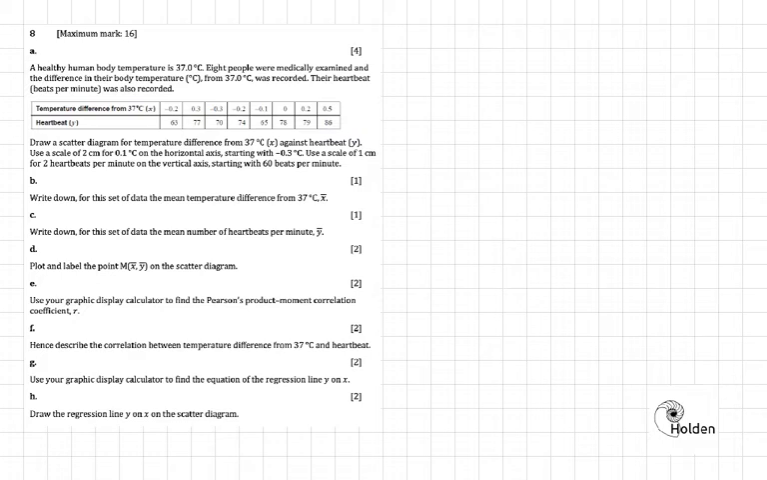I'll show you the diagrams. I'll take you through the mark scheme. In the next video, I'll then show you the buttons and the things you need to press in order to get information out. So, draw a scatter diagram, that's coming up.